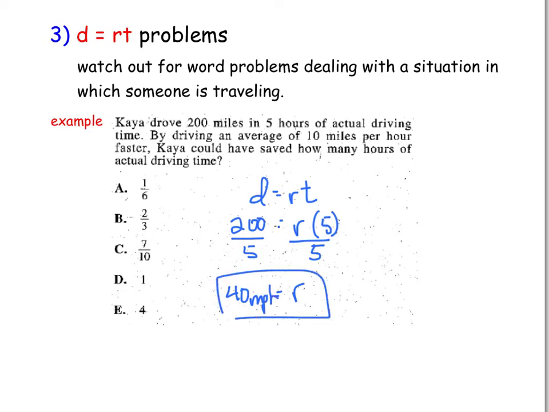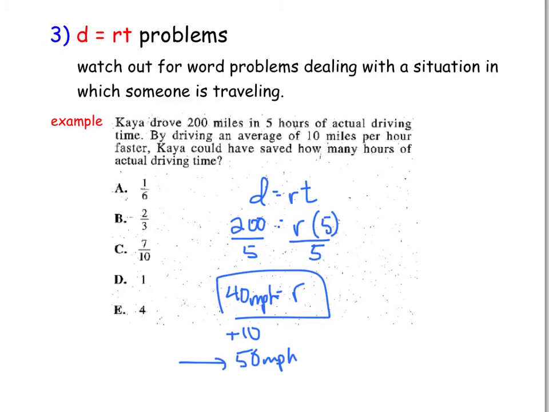Okay, cool. So it says, what if you go 10 miles an hour faster? How many hours of driving would you have saved? Not how many hours of driving would it have taken you. It says how many hours of driving would you have saved. So 10 miles an hour faster than 40 is 50. So if I'm going 50, how many hours is it going to take me to go 200 miles?